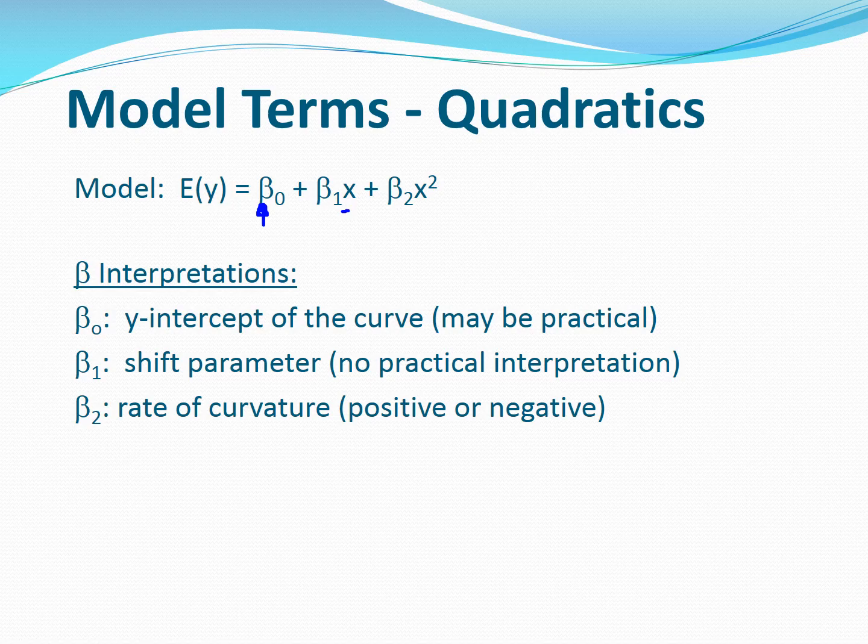It's referred to as a shift parameter. We don't really get any kind of practical interpretation from beta 1 when we're working with a curve. Most of the time, beta naught's not practical either. The only one that we really take a look at is the rate of curvature. Is it positive or negative?